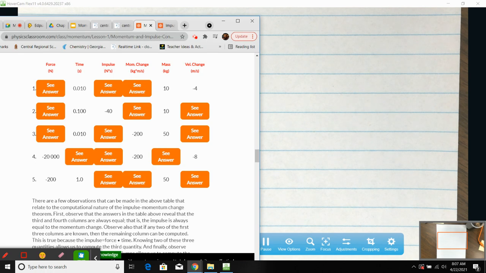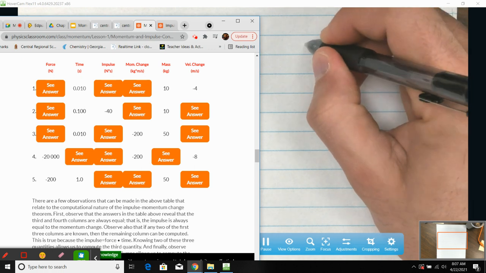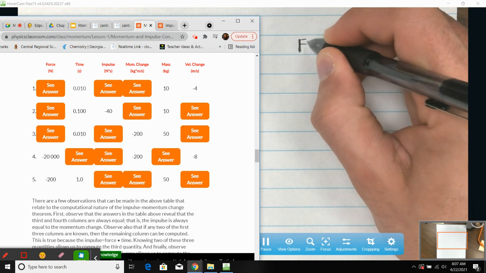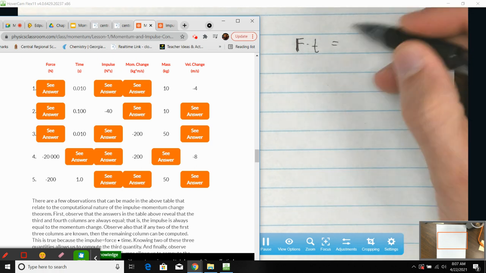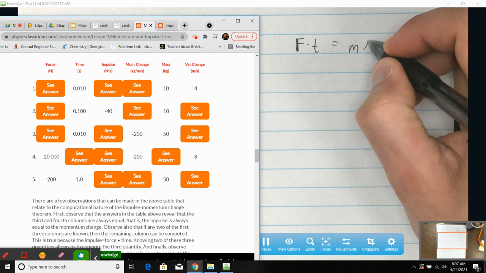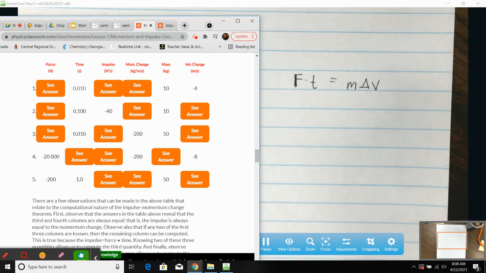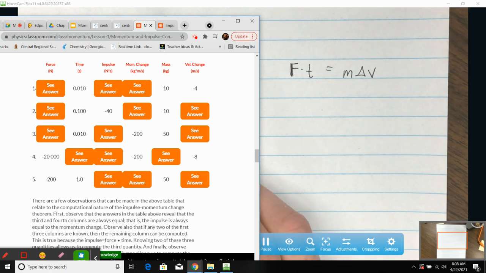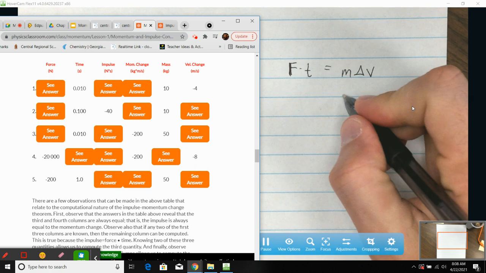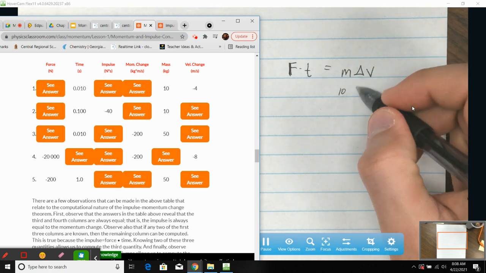So we have the equation of this. We have impulse, force times time, is going to equal our change in momentum, which is m delta v. So in the very first one, we don't know what the force is, but we do know the time. We don't know what impulse is or the change in momentum. But what we do have is mass and our velocity change. So mass times our change in velocity.